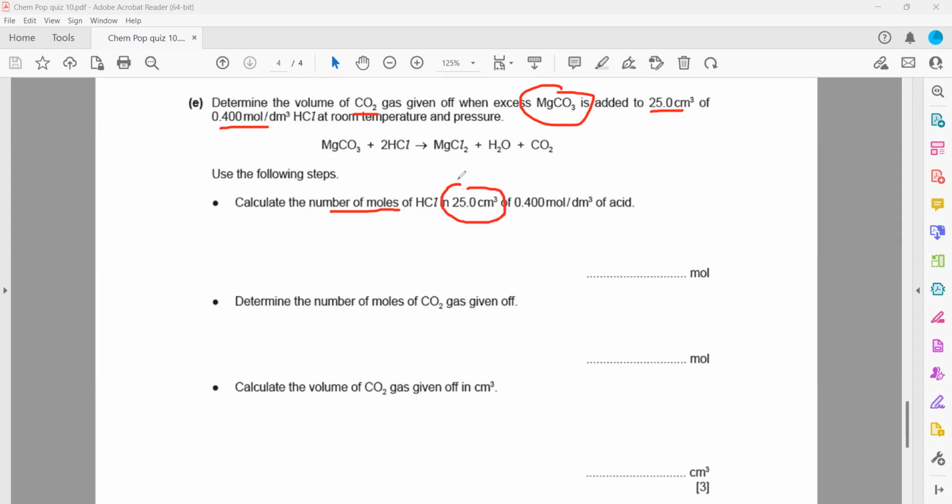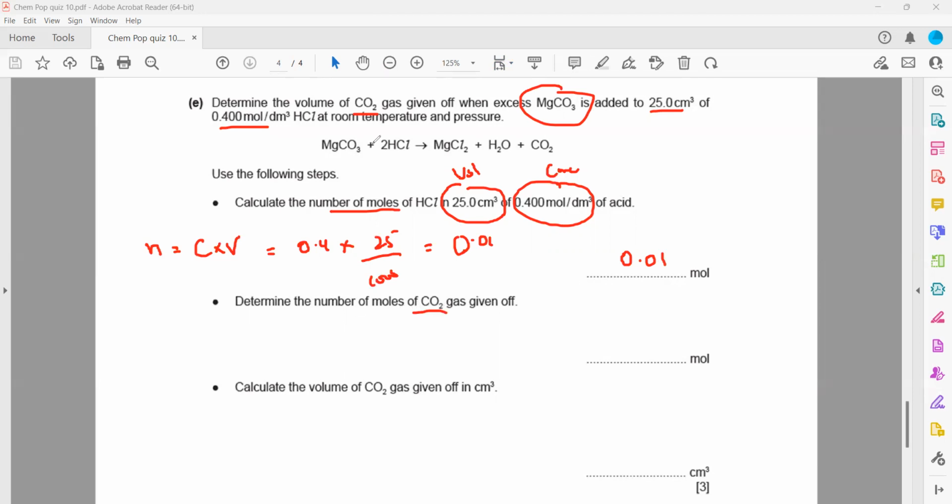So we have the volume and we have the concentration. So how to get the moles? Moles equal concentration times volume. The concentration is 0.4, but the volume is in cm³, so we have to convert into dm³ by dividing by 1000. So it will be 25 divided by 1000. This will give us the total moles of hydrochloric acid used for this reaction, that is 0.01.